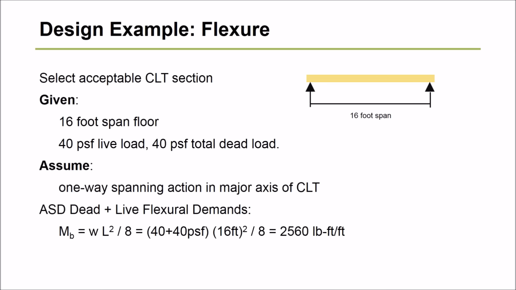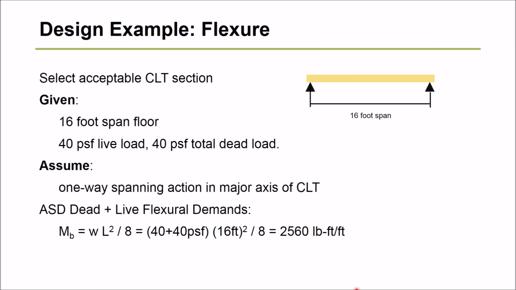So to make an example based on that, we're going to look at this basic 15-foot span example in several different ways. If we take a 15-foot floor span, we apply typical loading of 40 PSF live load and 40 PSF dead load, and assume just one-way spanning behavior of the CLT in the major strength direction of the CLT. We can go through that, use our normal beam equations, and come up with the applied or demand bending moment at the center of the CLT at 2,500 pound-feet per foot. So we're doing an analysis on a 12-inch wide, or 1 foot wide, strip of the CLT.